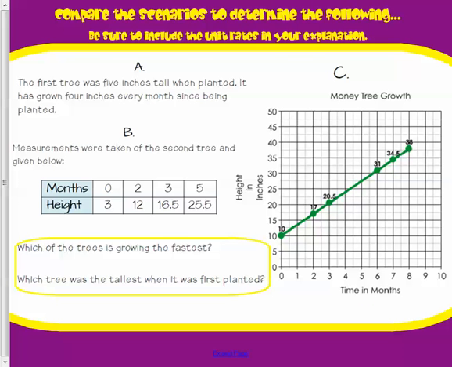Okay, let's try this one. I'll be back in just a second to show you the answer, so pause the video for me. Okay, here we go. Let's look at A, B, and C. We're trying to figure out the trees and their heights over a given amount of time. I take that back. Don't worry about this one.